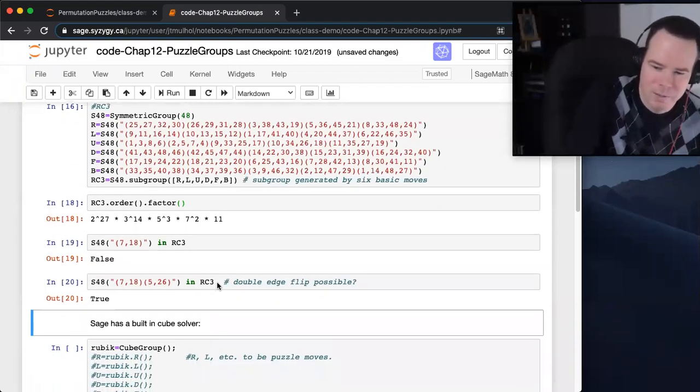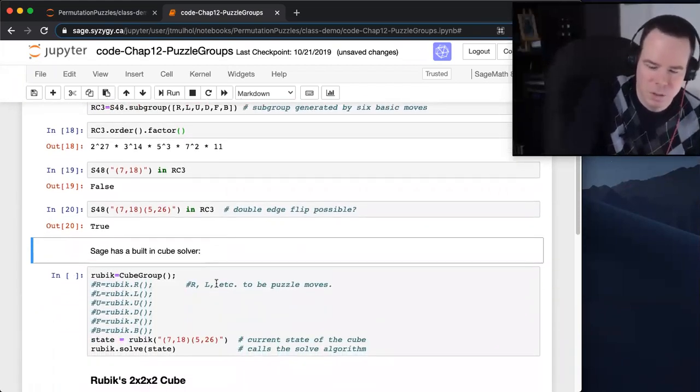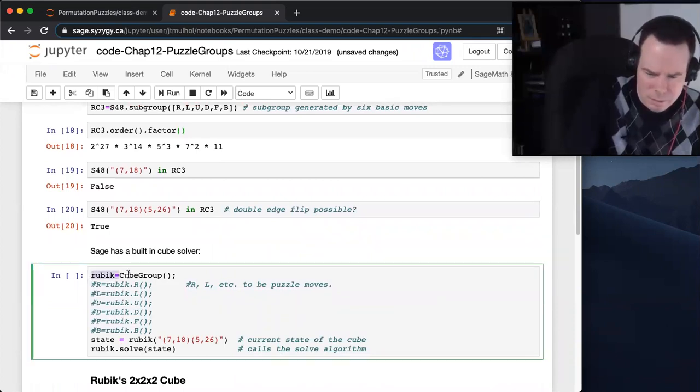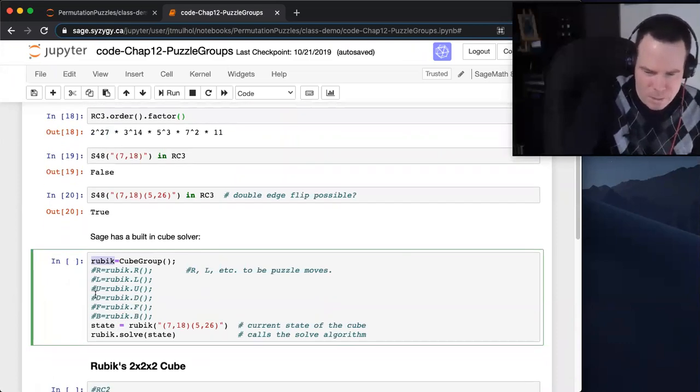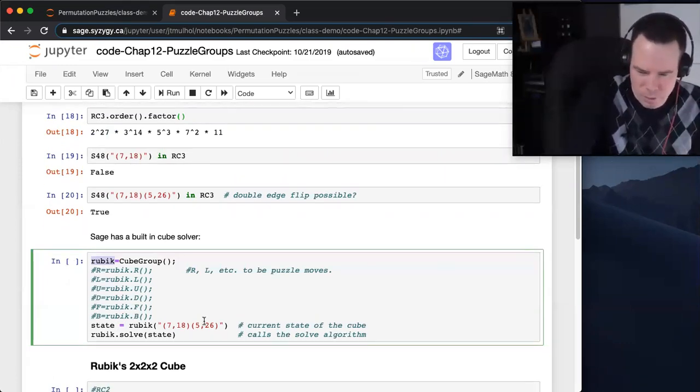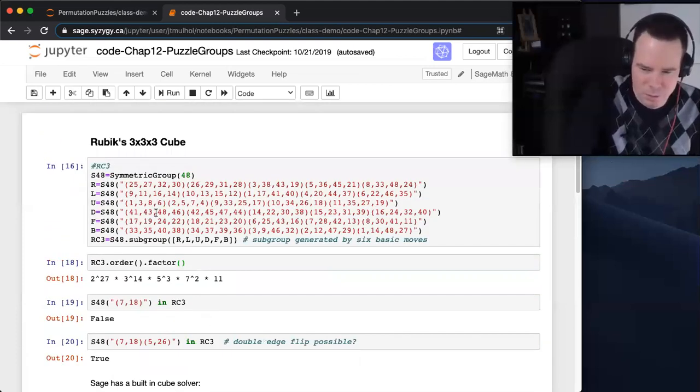One other thing I think is kind of fun, Sage does have a built-in cube solver. It was written by David Joyner. You call it by, first of all, calling the cube group, and I've just called it Rubik. And then you can call these names R, which is the R move in Rubik, and so on down the list. And then you can do things like multiply and whatnot in it. But we can already see how to do those multiplications up here.